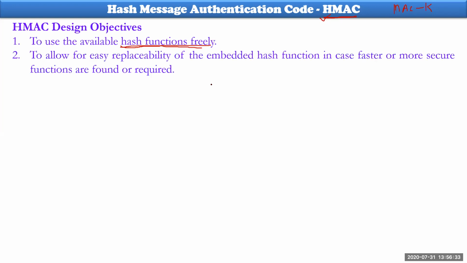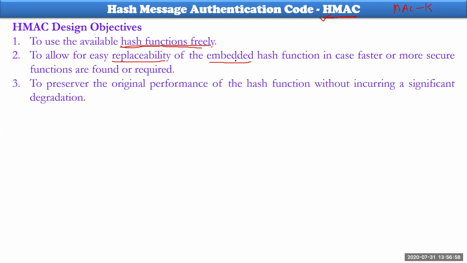And then the second point is replaceability. If anybody wants to change the key, yes, you can change. The genuine party can change that particular key. Such embedding of reliability of your key is where HMAC can be used. And the third one is to preserve the original performance of the hash function.